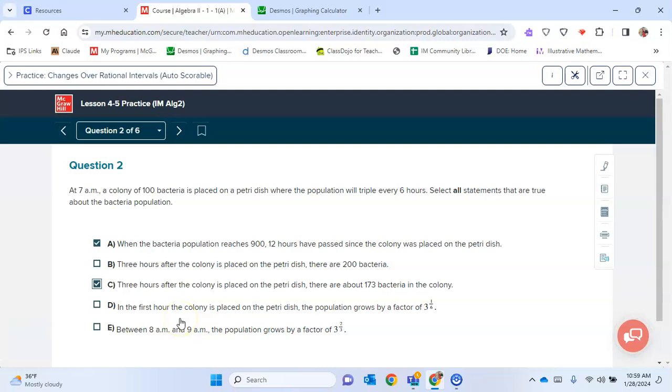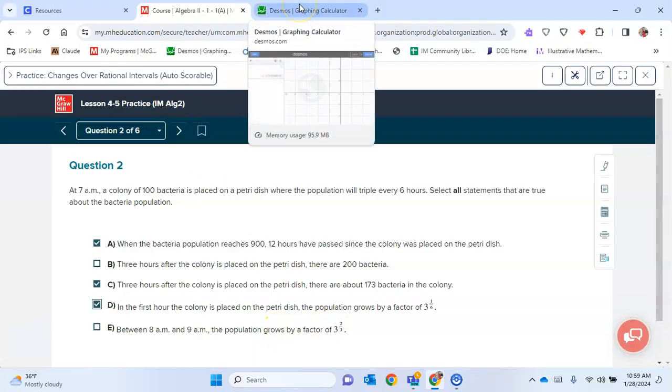In the first hour after the colony is placed on the petri dish, the population grows by a factor of 3 to the 1/6. That's what I typed in. Between 8 and 9 a.m., the population grows by a factor of 3 to the 2/3. No, it'd be 2/6. 2 hours later would make it 2/6, which is actually 1/3.